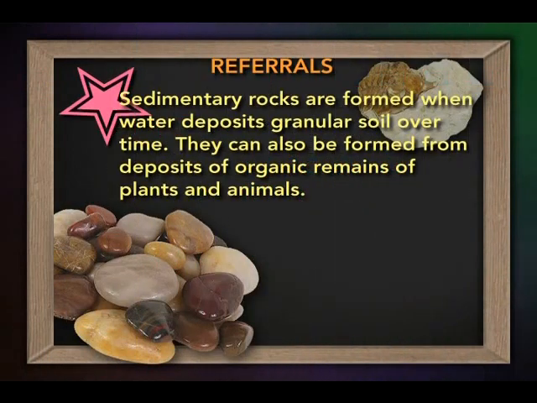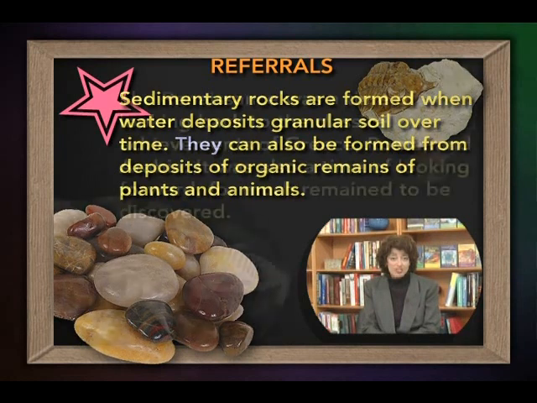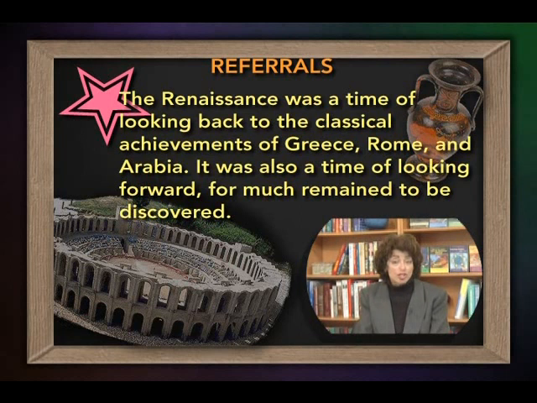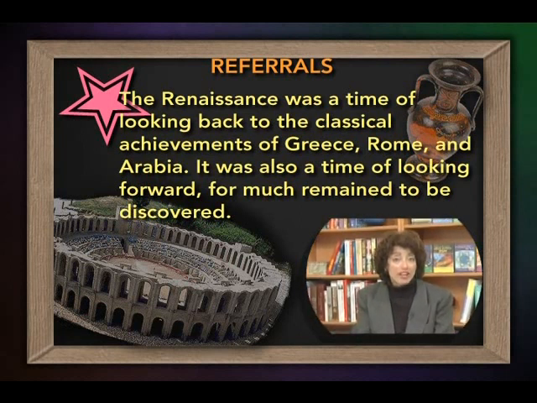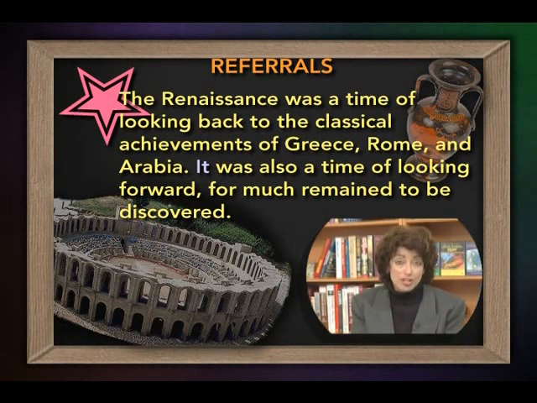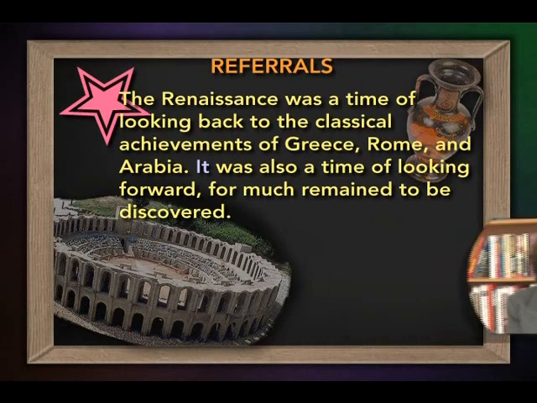Here are my answers. Sedimentary rocks are formed when water deposits granular soil over time. They can also be formed from deposits of organic remains of plants and animals. I use the referral they to link my sentences. The Renaissance was a time of looking back to the classical achievements of Greece, Rome, and Arabia. It was also a time of looking forward, for much remained to be discovered. And I use the referral it to refer to the Renaissance.